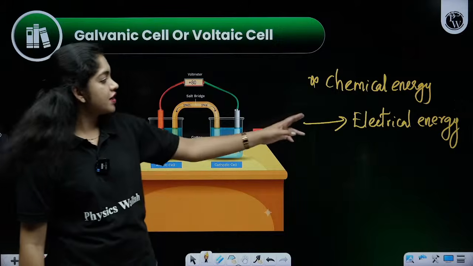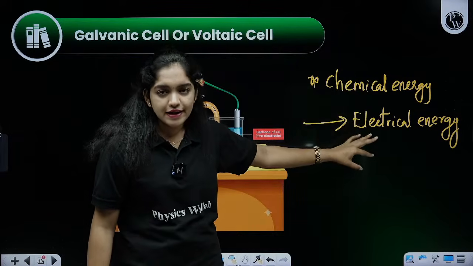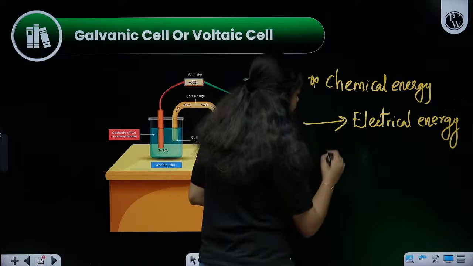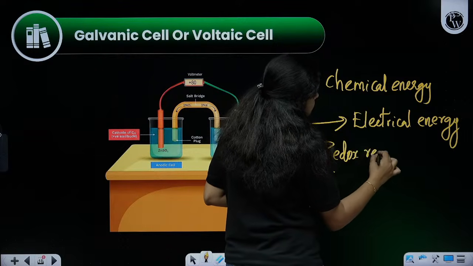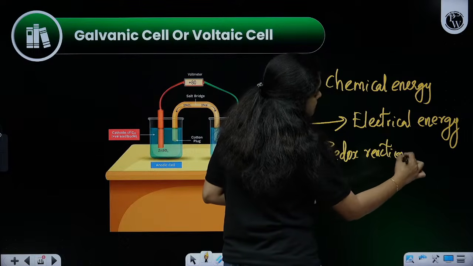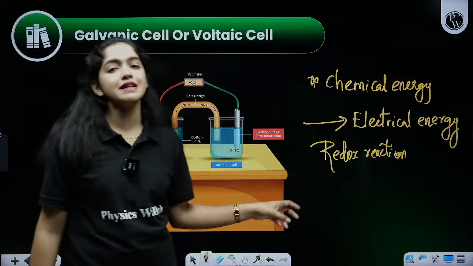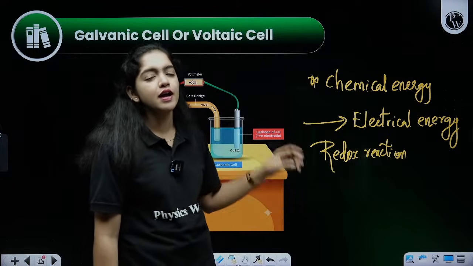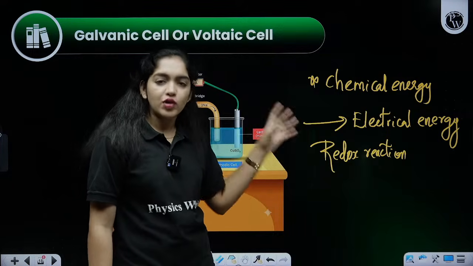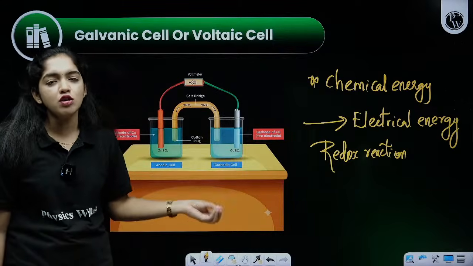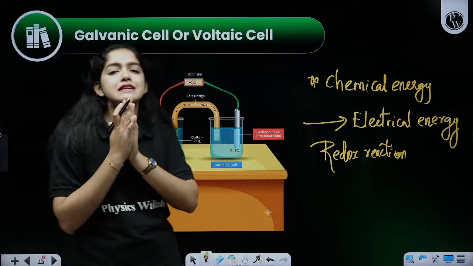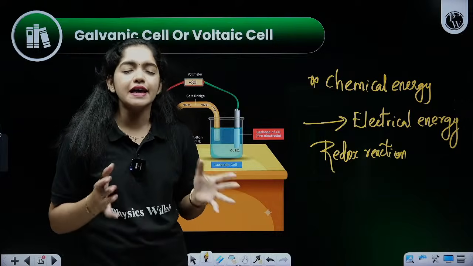The cell which converts chemical energy into electrical energy by means of a redox reaction is known as what? Galvanic cell or voltaic cell or Daniell cell. So here we are given a picture of the Daniell cell. The Daniell cell is constructed with zinc and copper.